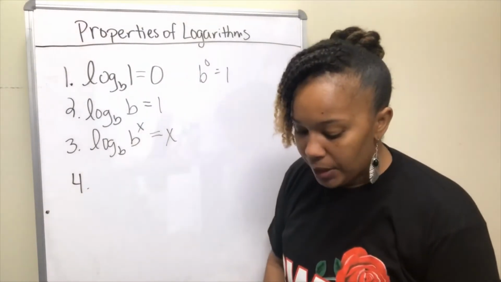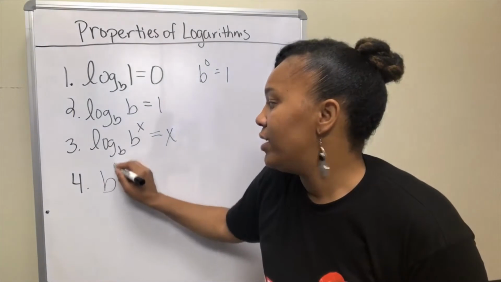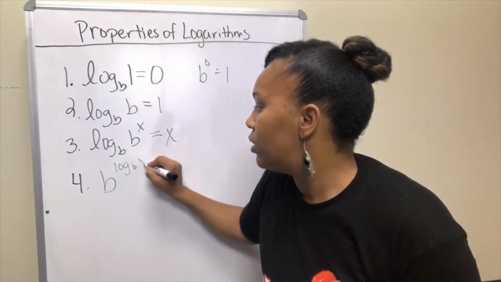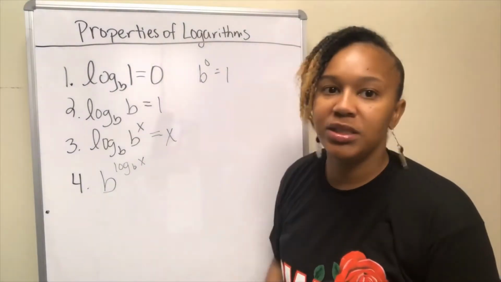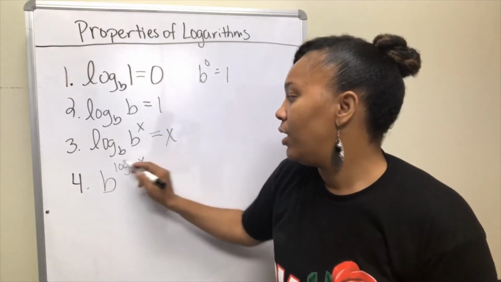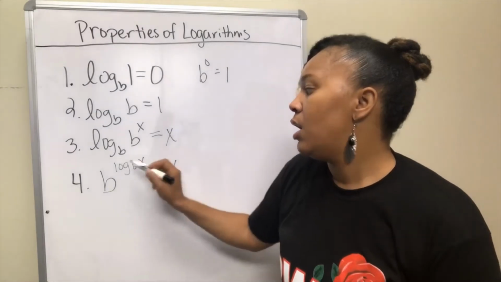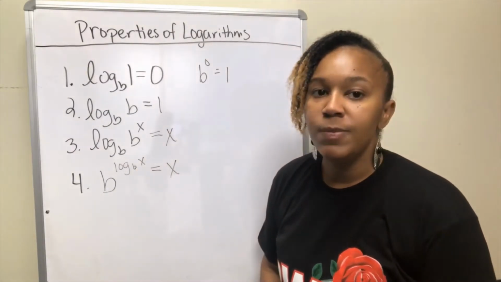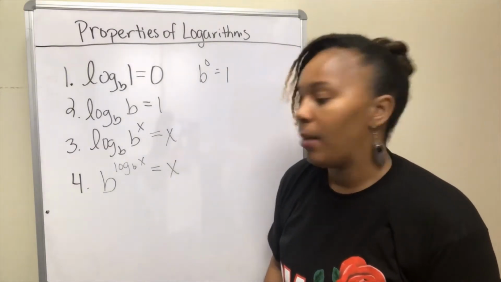The fourth property is anytime you have an exponent that has a log in it, and the bases are the same, so the base of the log is the same as the base of the exponent, then all of that goes away and this just equals x. When I say all of that, the b and the log base b goes away and that just equals x. So these are your first 4 properties, okay?